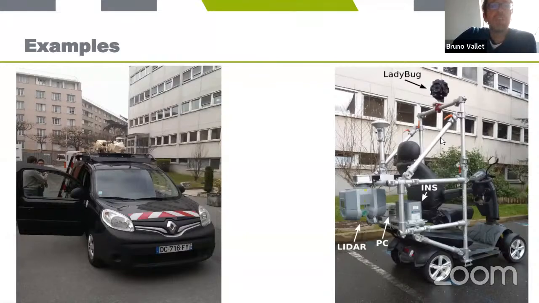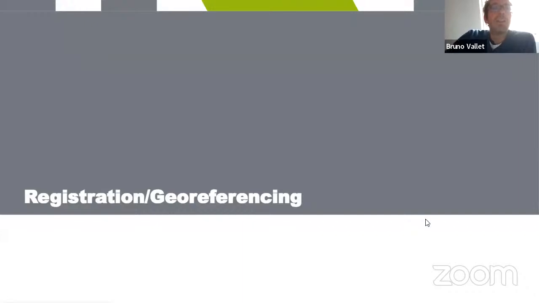Here I'm illustrating some other possible platforms. We've more recently made a car that is more compact, and even something called a roller, I think, that is an even smaller vehicle. And we always have all these types of sensors: georeferencing sensors, LiDAR sensors, image sensors. So this covers data acquisition.